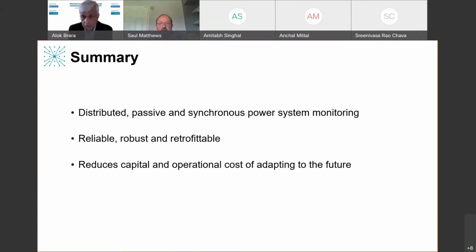well tested and now running for several years in European transmission, is that you now have access to a distributed, passive and synchronous monitoring platform, which is ideal for allowing these companies like you to cope with the transition towards renewable energy, to cope with wide area monitoring, and to provide a reliable, robust and retrofittable system. Because it's passive, it's very safe and very quick to install these devices to provide additional visibility in difficult locations.